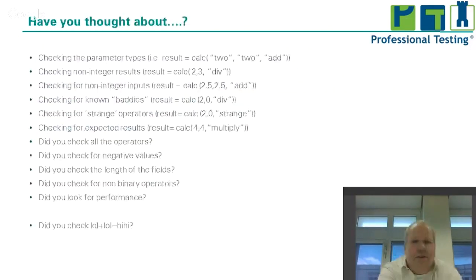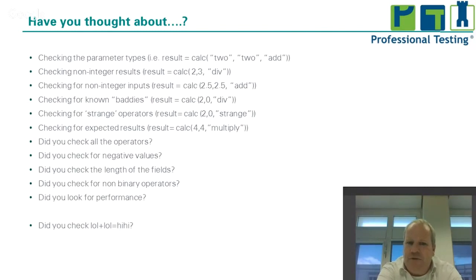Did you check for known baddies, like I said, division by 0? There should be something that is preventing this from ruining our code. There might also be strange operators, like an operator "strange". Do you know what operators are actually present in the code? No, you don't, because I didn't give you enough information. Did you check all the operators? Well, you don't know, because you don't know what all the operators are.